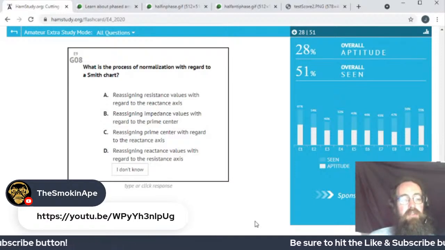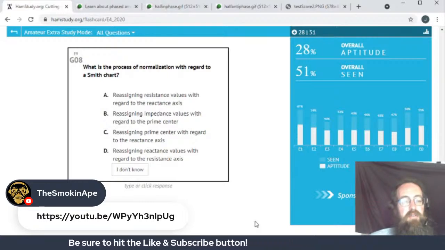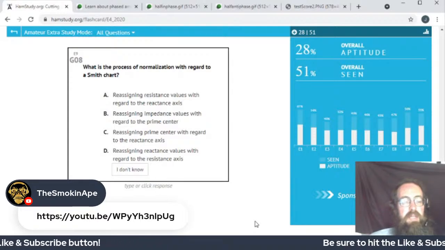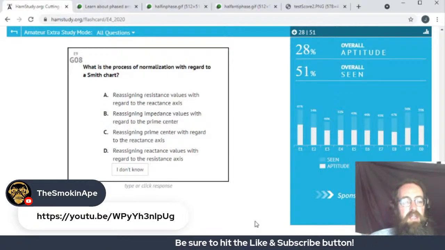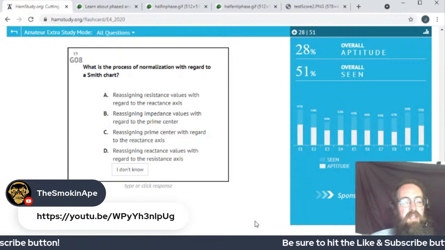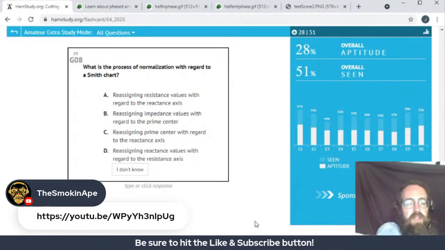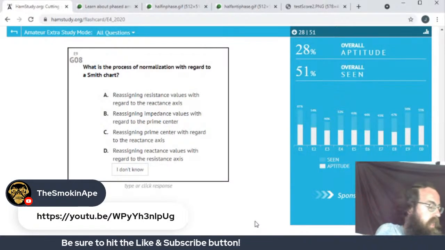What is the process of normalization in regards to a Smith chart? A, reassigning resistance values with regard to the reactance axis. B, reassigning impedance values with regards to the prime center. C, reassigning the prime center in regards to the reactance axis. D, assigning the reactance value with regards to the reactance axis.